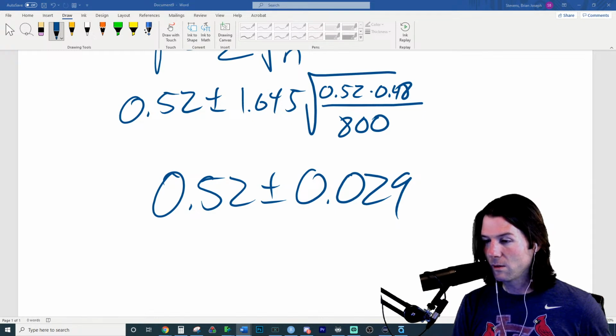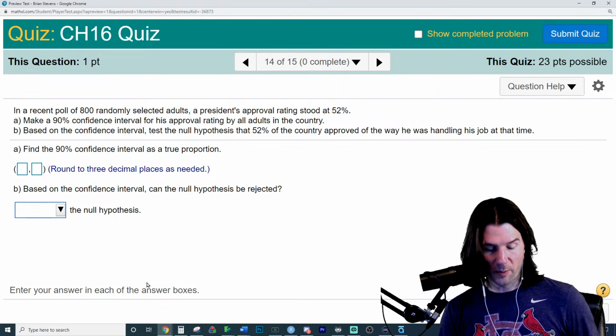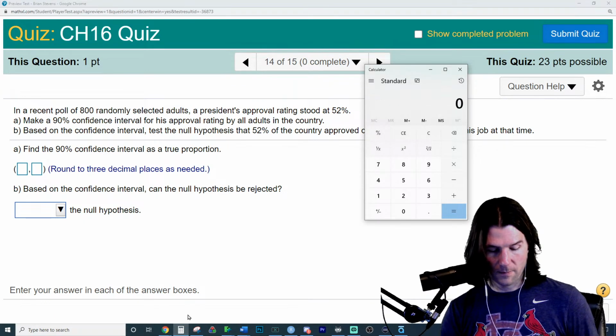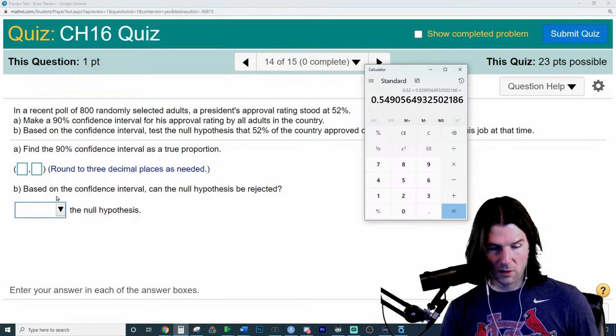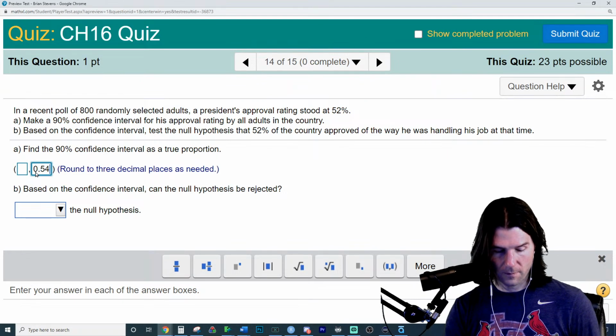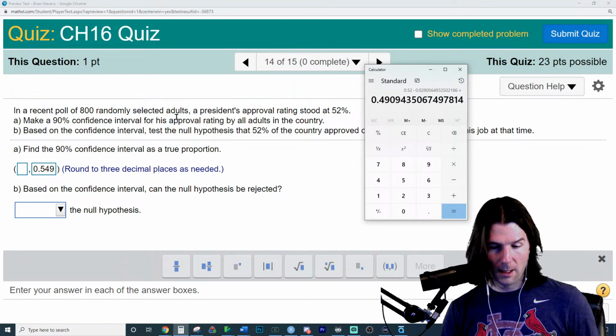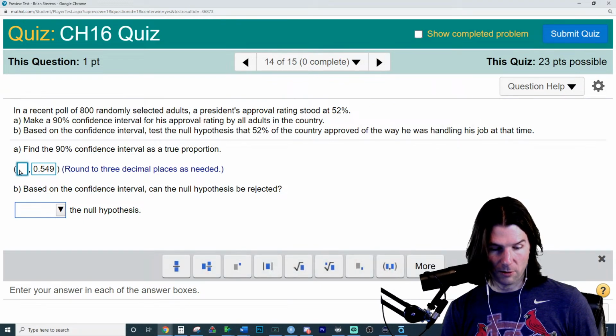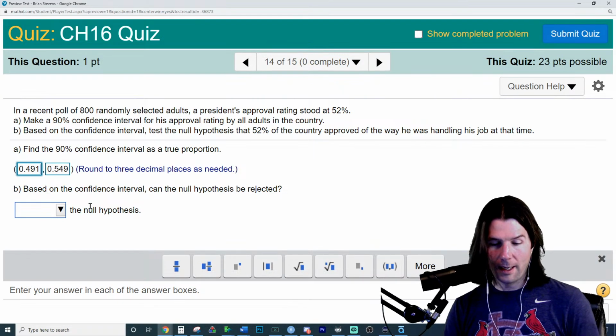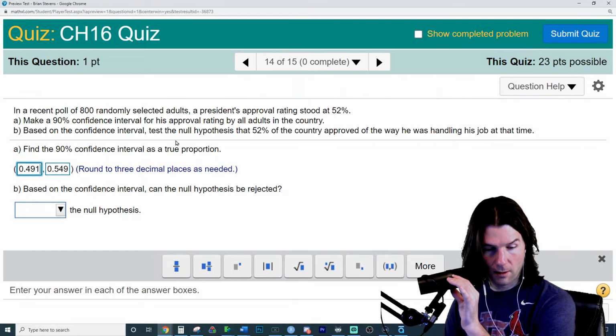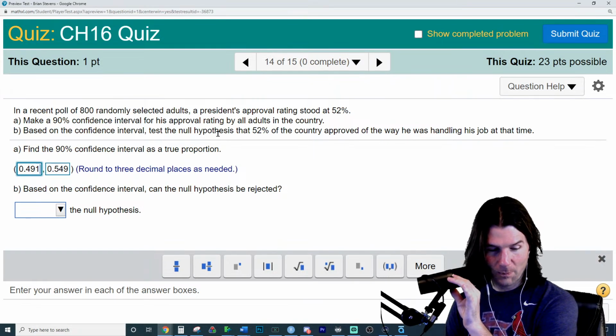And now we go back here. We go to this question. So there's that. So what does it want? Yeah, 0.549. And then we take 0.52 minus the margin of error, and we go here to 0.491. And they are claiming, test the null hypothesis of 52%.